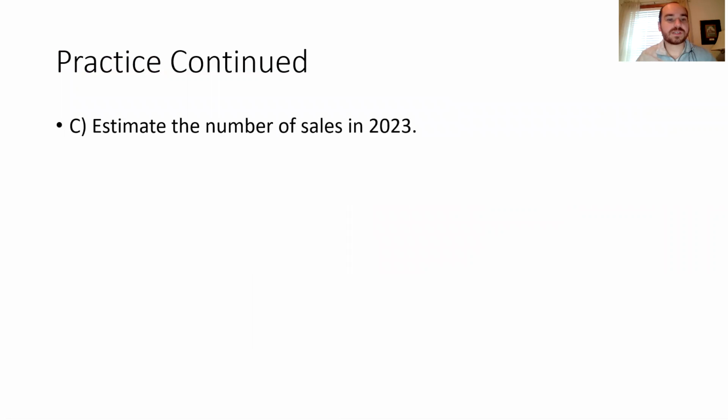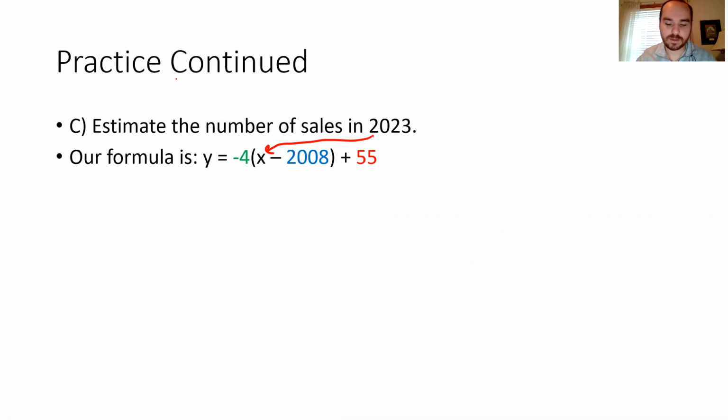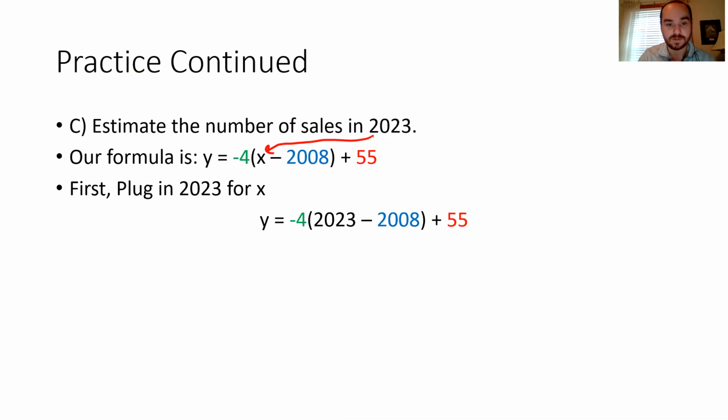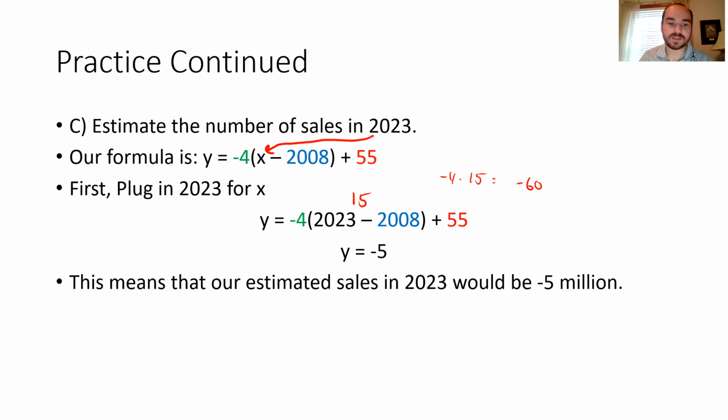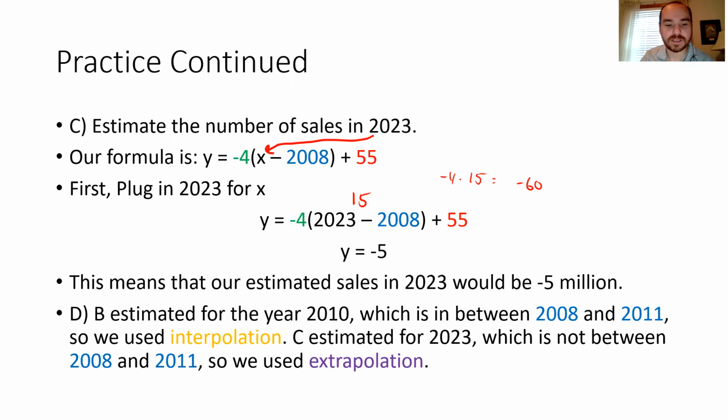So the next one, we want to estimate the number of sales in 2023. Remember, using that same formula, we're going to plug in 2023 for our x. That's going to give us -4 times 2023 minus 2008 plus 55. So if we do this out, we get 15 here: 2023 minus 2008 is 15. -4 times 15 equals -60, and -60 plus 55 is -5. So this means that our estimated sales in 2023 would be -5 million, which again, probably isn't possible.